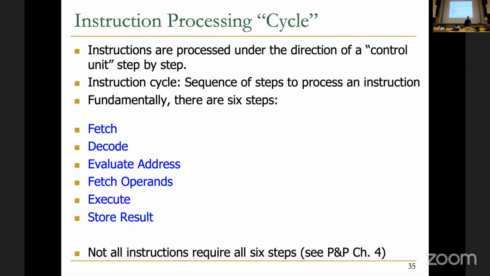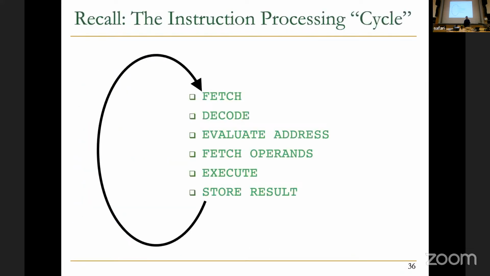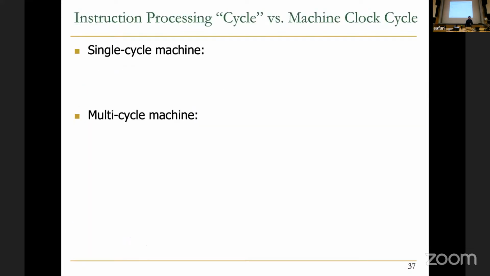Okay, so now let's see how we are going to build this single cycle microarchitecture. So we already know this actually. Instructions are processed under the direction of a control unit step by step. That's, again, core of von Neumann. Instruction cycle is a sequence of steps to process an instruction. Fundamentally, there are 6 steps, as we have discussed. And we know that not all instructions require all 6 steps. So these are the 6 steps that we have seen.